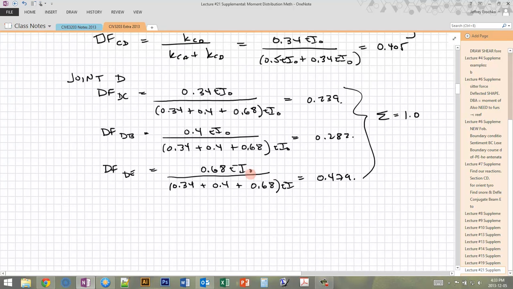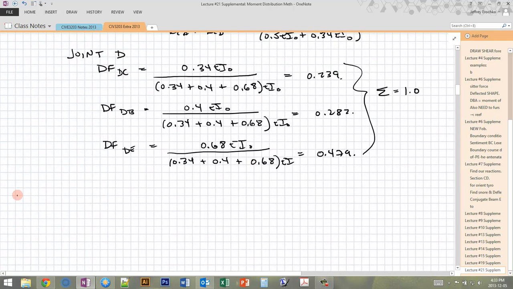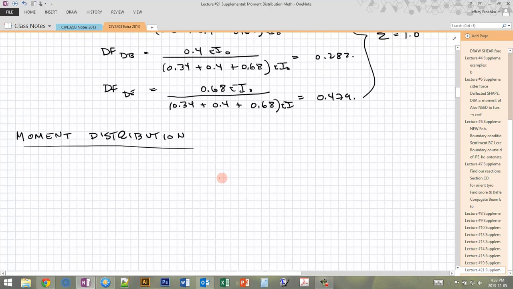So now we have all of the information that we need in order to actually conduct our moment distribution. So to do that, we're going to basically make a big table, and everybody likes to do this a little bit differently, and textbooks do it in different ways, and I have my own way to do it that I think makes sense. So I'm going to do it that way, and if you like a different way, feel free to do it that way. But I think this one's easy to keep track of everything.